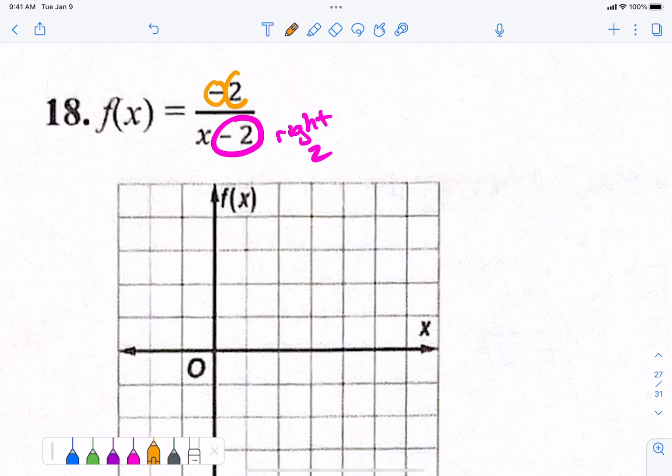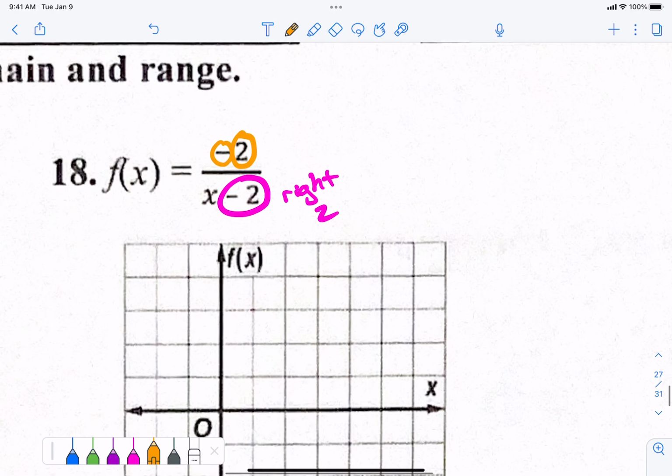Now, let's talk about the negative and the 2. They are doing two separate things, right? The 2 is a vertical stretch. What does a vertical stretch do? It's more of a C shape. And I'm not going to judge your C shape because your C shape doesn't change the domain and range, right? What's a minus do? It flips it.